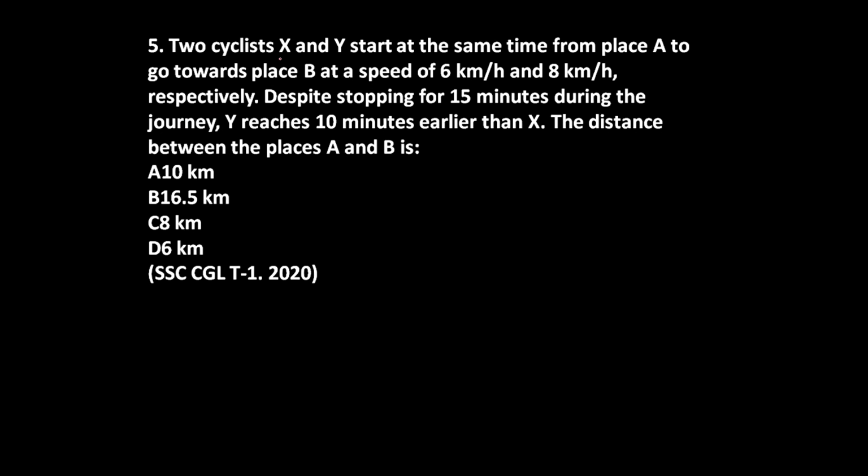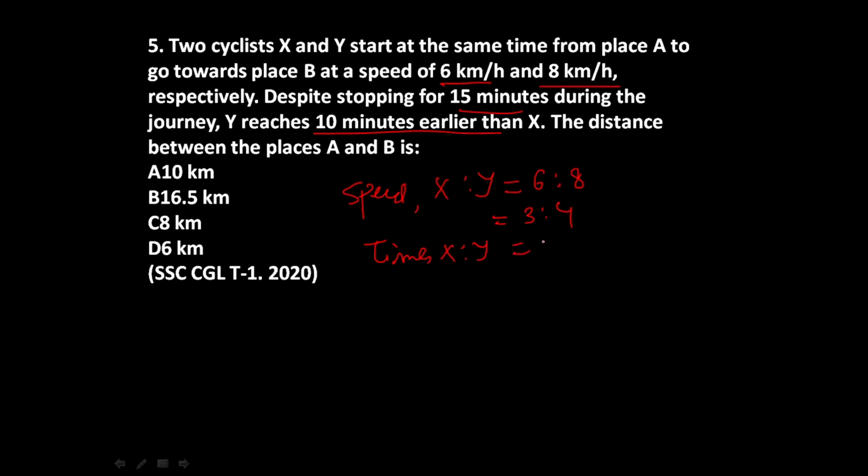Next is: two cyclists X and Y start at the same time from place A to go towards place B at a speed of 6 km per hour and 8 km per hour. So again you will get a ratio. Despite stopping for 15 minutes during the journey, Y reaches 10 minutes earlier than X. The distance between the places A and B is... So here again you can get a speed ratio. The speed ratio X to Y is 6 to 8, which means 3 to 4. So the time ratio of X to Y is 4 to 3.